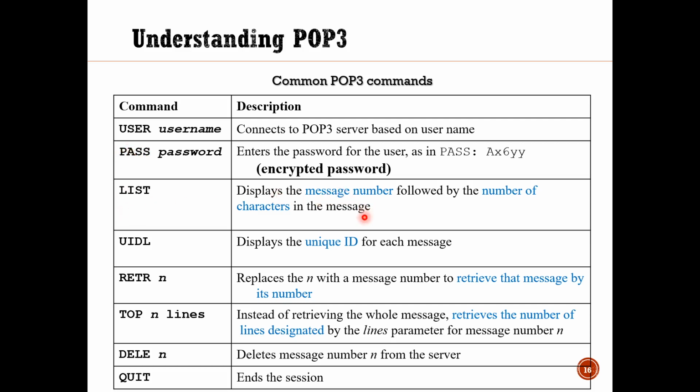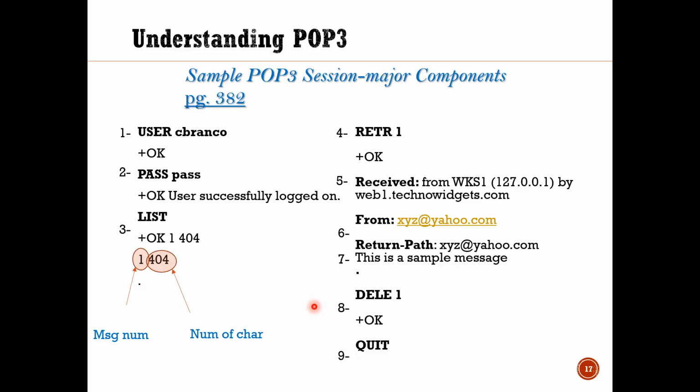List is to list the number of messages, and UIDL is also a listing but with a unique ID. All right, and so on and so forth. You can just go through them. Like for delete, it specifies the ID of the message, not the number of the message. Here these are the symbols of the commands, not the process. I want you to notice this.